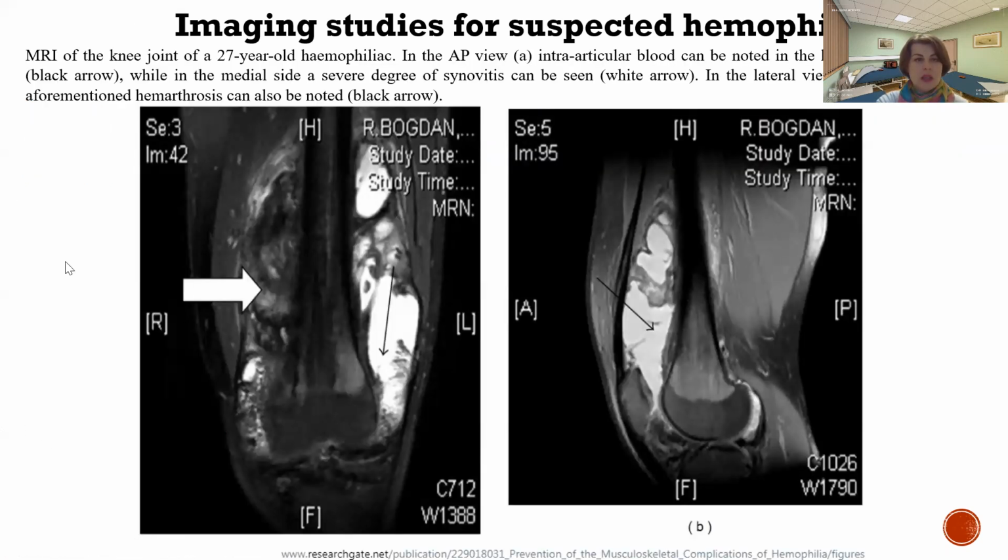On this slide, you can see the MRI of the knee joint of the 27-year-old hemophilic patient. In this view, an intra-articular blood can be noted in the lateral side of the joint. While on the medial side, a severe degree of synovitis can be seen. In the lateral view of MRI, the aforementioned hemarthrosis can also be noted. Hemarthrosis, I remind you, is the presence of blood inside of the joint capsule.